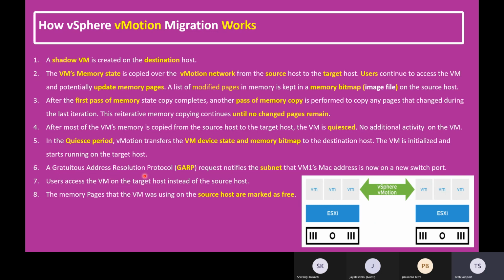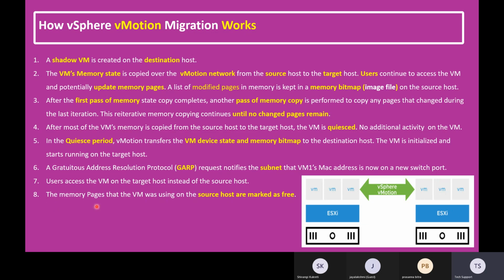Gratuitous Address Resolution Protocol, in short GARP. This request notifies the subnet that the VM1 MAC address is now on a new switch port. Earlier it was on ESX1, and now this VM is running on a new switch port on ESX2. Users access the virtual machine on the target host instead of the source host. Even the users will not know the VM has already been migrated to the second host.